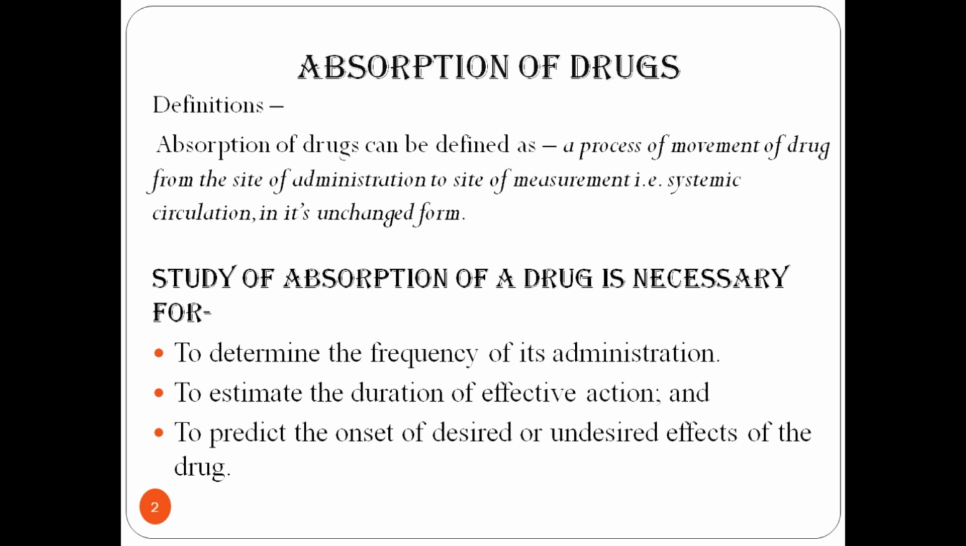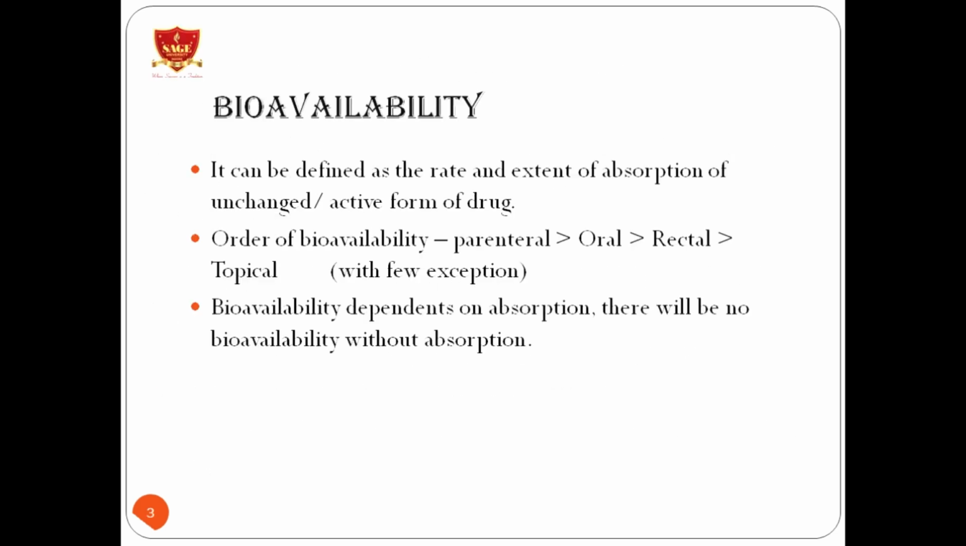After the absorption, the drug reaches the systemic circulation and this is known as bioavailability, which totally depends upon the absorption. There will be no bioavailability without absorption, but in the case of parenteral, the absorption process is skipped. If the drug is administered parenterally, it reaches the systemic circulation directly without the absorption process. So bioavailability can be defined as the rate and extent of absorption of the unchanged or active form of the drug.